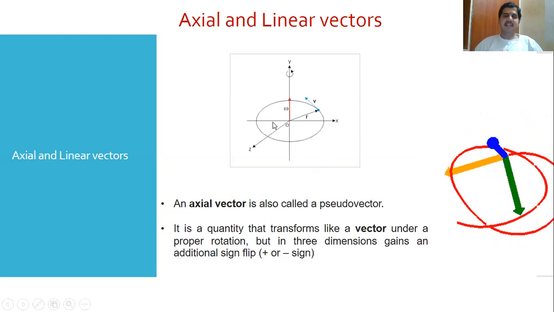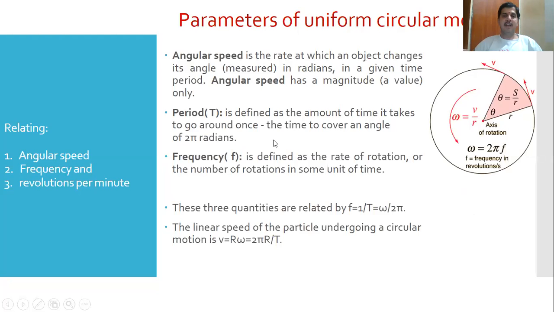Now here you see this is directed along the x-axis, this is along the z-axis, and this will be along the y-axis. Okay, let us move on to the parameters of a uniform circular motion. For example, if I ask you what the parameters of a linear motion are, you will always say distance is one of the parameters.